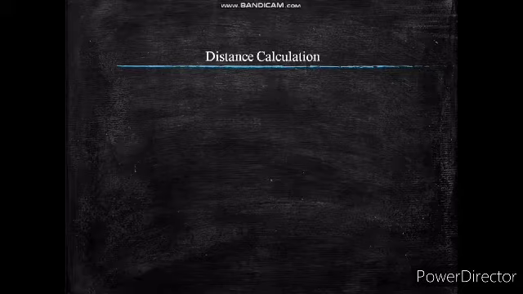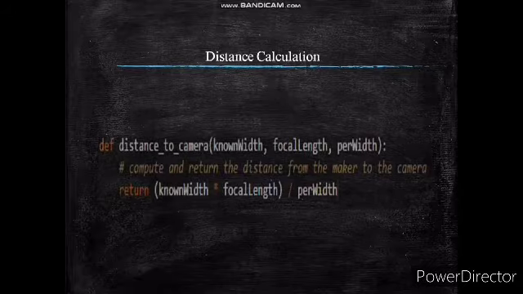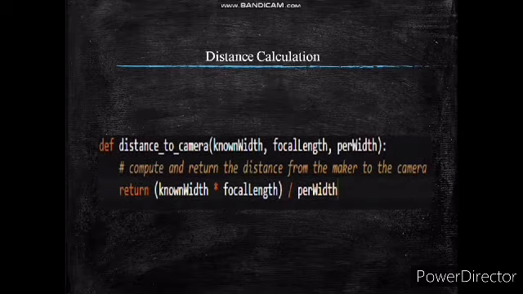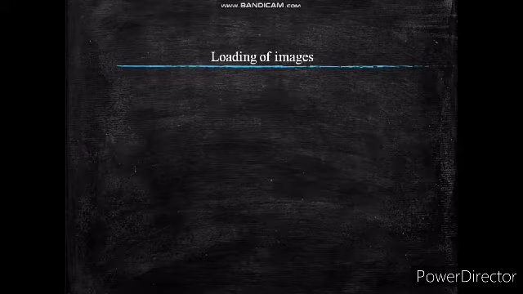We have computed that. Then in the next step, we have to calculate the distance to the camera. For that, distance to camera takes known width, focal length and per width, which we found in the previous step. Then compute and return the distance from the marker to the camera. For that, return known width times focal length divided by per width.